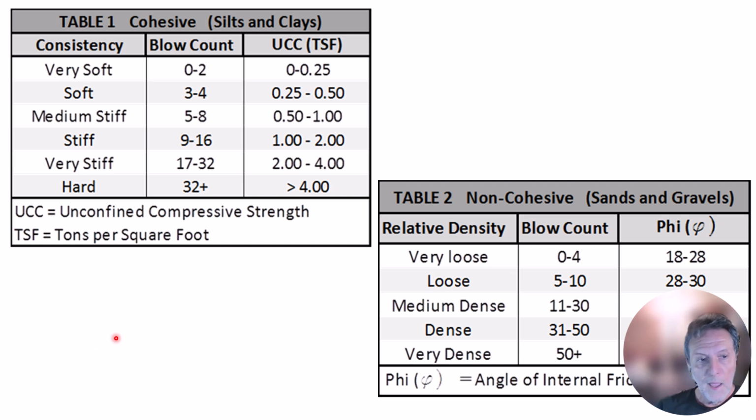So here are some handy tables that we use to get relative density. So in silts and clays, very soft, we get 2 blows per foot. That's very soft material. A very hard clay, we would get 32 plus blows per foot. That's with a standard penetration sampler. For sands and gravels, if you get only 4 blows in the material, that's very loose. If you get 50 plus blows, then it's very dense.